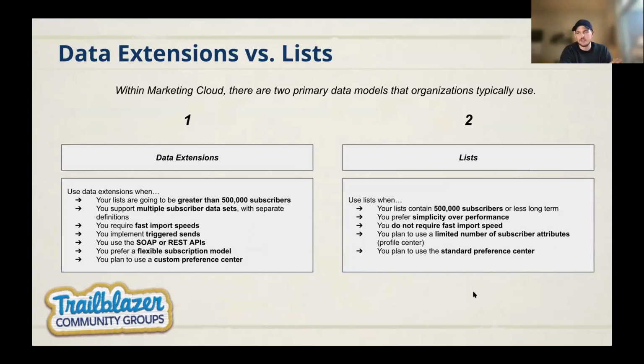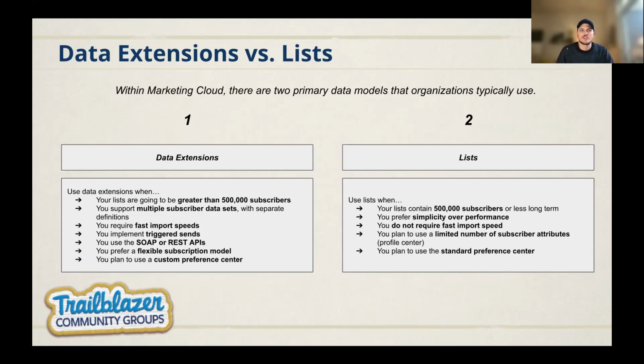This will be available after the session, so you can dig into that in more detail if you would like. But in large part, data extensions are going to provide faster import speeds, the ability to use triggered sends, the ability to actually hit Marketing Cloud APIs, both SOAP and REST, as well as just provide additional flexibility for your subscription model and the ability to implement a custom preference center, which are not applicable to the list object model. So with that said, I'll leave it at that high level. If there are additional questions or comments on that, happy to answer those at the end of the session.